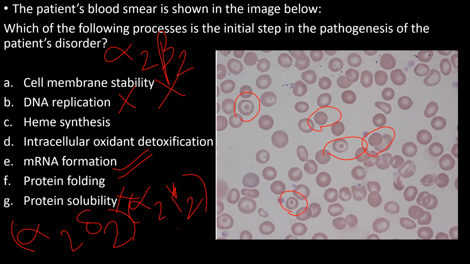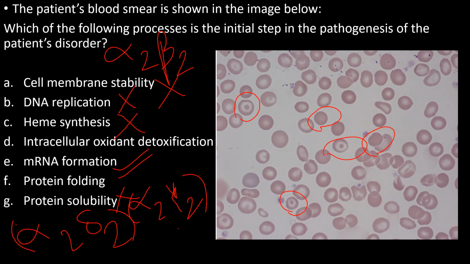Heme is an iron containing porphyrin that is incorporated into globin proteins to form hemoglobin. Globin synthesis, not heme synthesis, is abnormal in thalassemia syndromes. So porphyrias are disorders of heme synthesis, and thus it is also not appropriate.